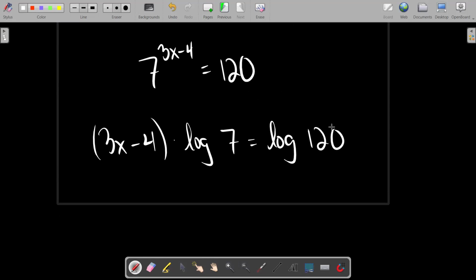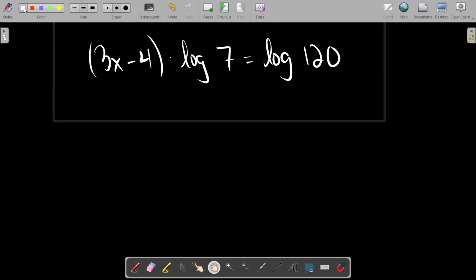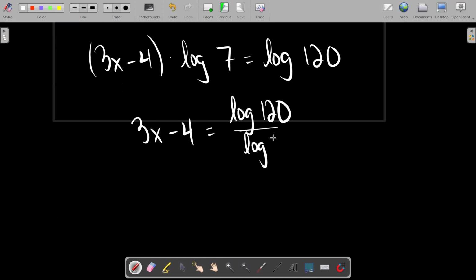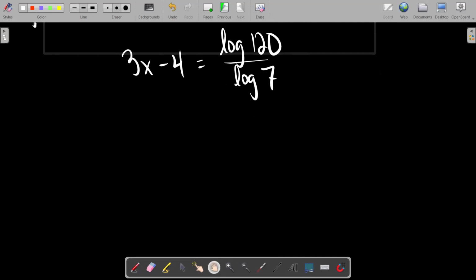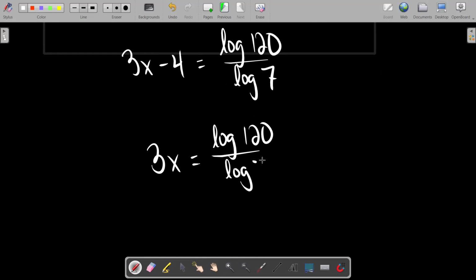You see what's coming, right? It's going to take a little extra magic at the end. I'm going to show another step. I'm going to have 3x minus 4 equals the log of 120 divided by the log of 7. This will be the hardest one yet as far as calculator. So I'm going to be a little bit delicate. I'm going to show a little bit more work. So come along with me here. We're going to have 3x now equals the log of 120 divided by the log of 7 plus 4, correct?